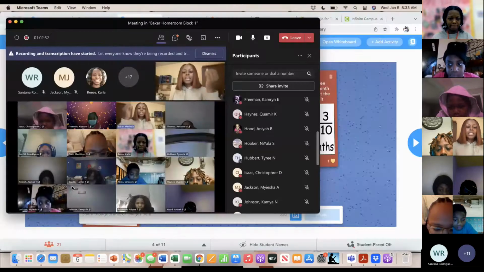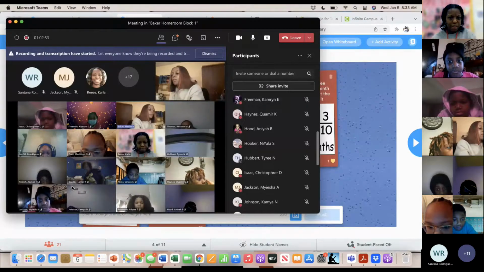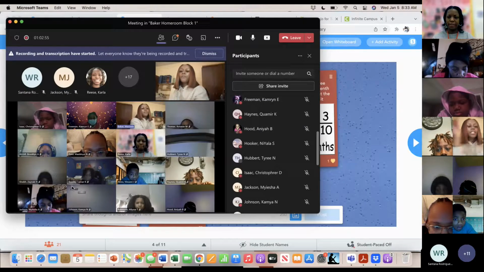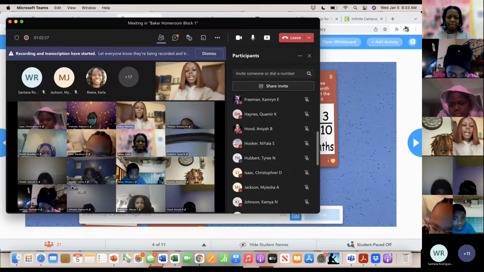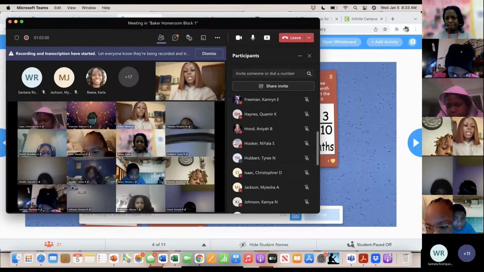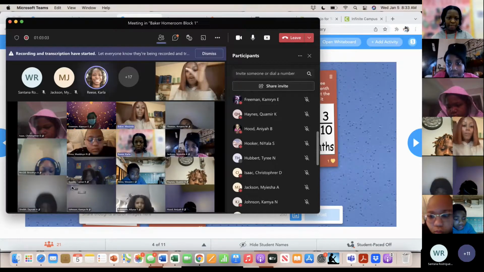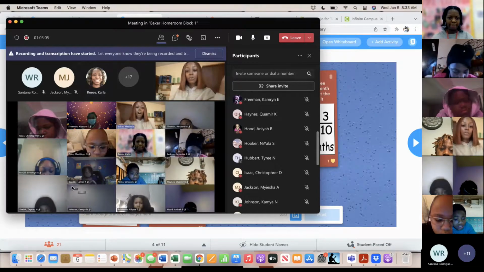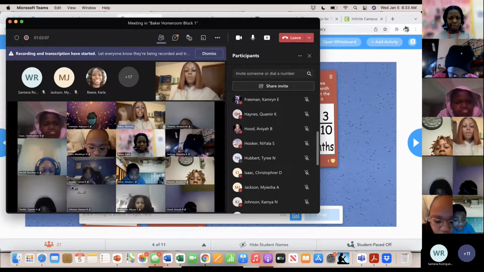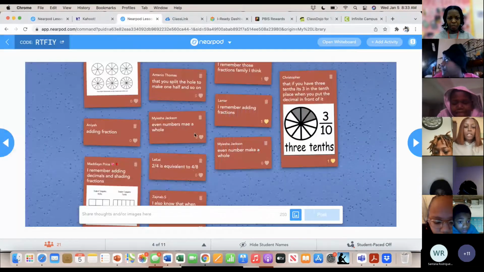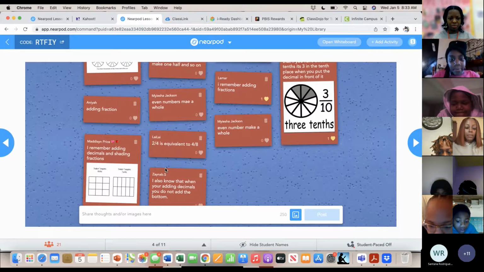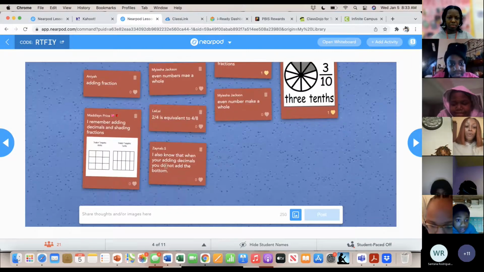So when Maisha says even numbers might be a whole number, for example, if your fraction has 3 as the denominator and 3 as the numerator, that's one whole. Because if you have 3 parts and you shade in all 3 of those parts, that is one whole. Great job, Maisha. Lele says she remembers that 2/4 is equivalent to 4/8.